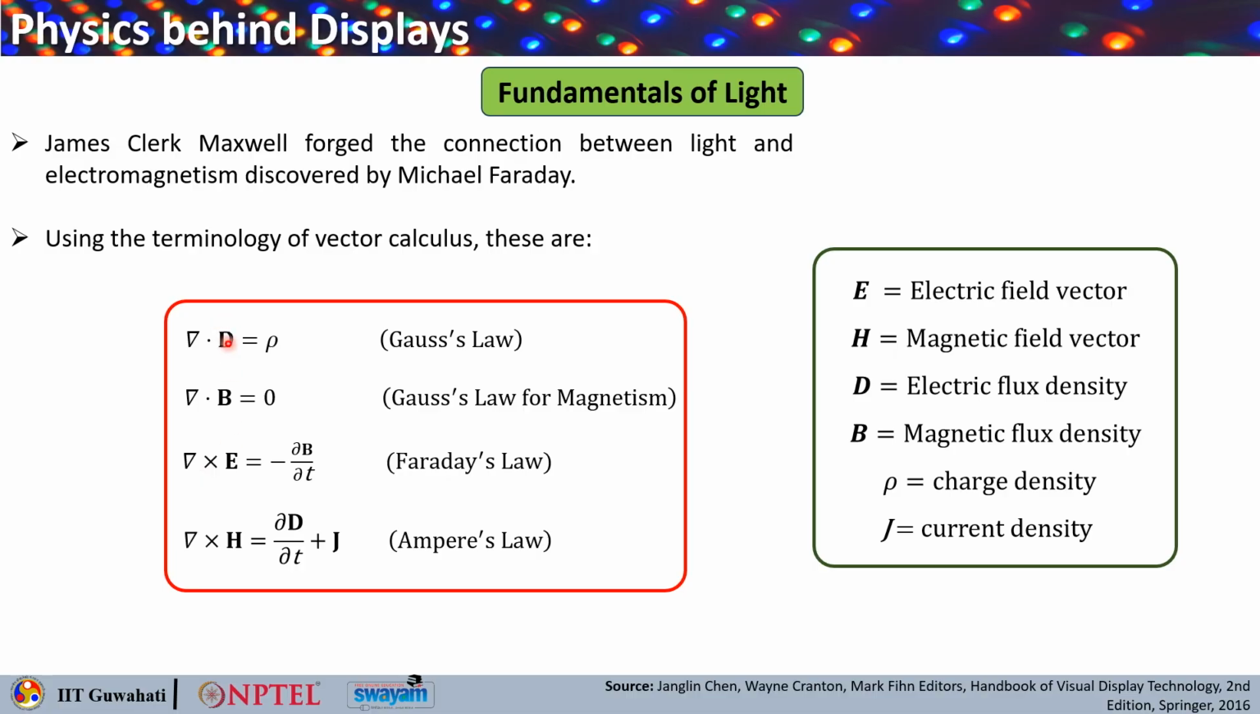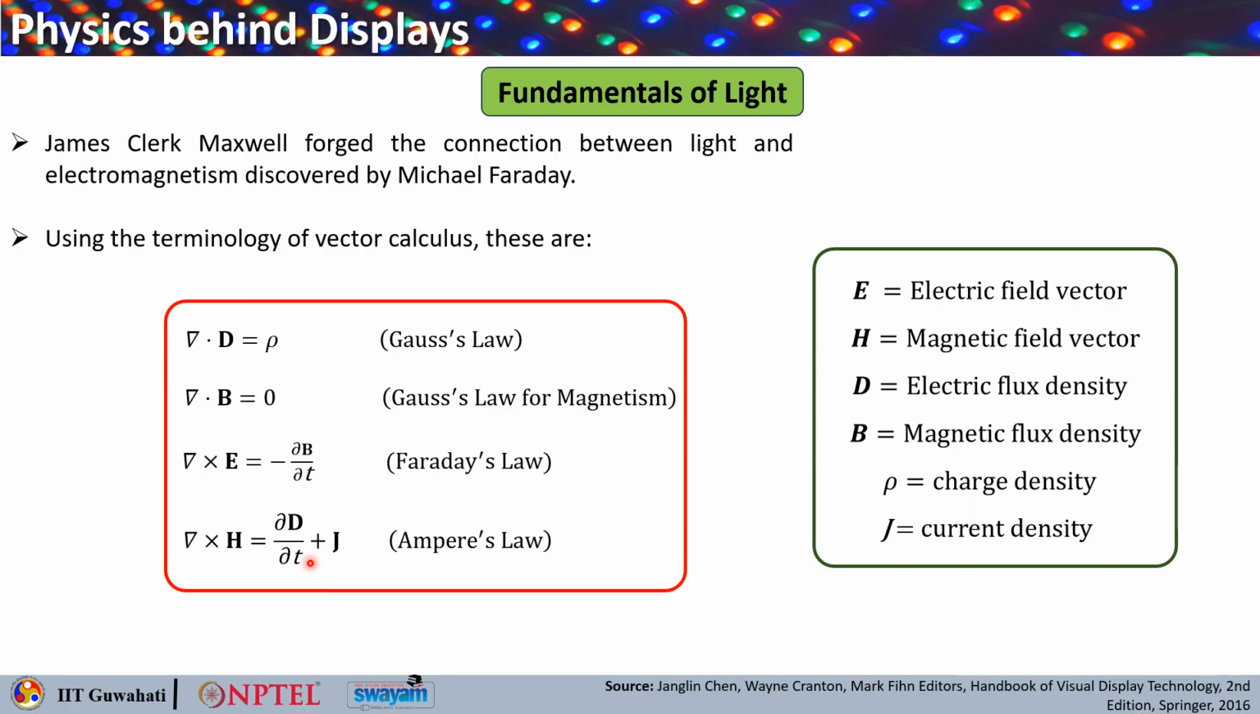So, I believe all of you know these basic terminologies. D is basically the electric flux density, B is the magnetic flux density, E is the electric field vector, and H is the magnetic field vector. Capital J is the current density, and you see rho here is charge density. And the final equation is Ampere's law.